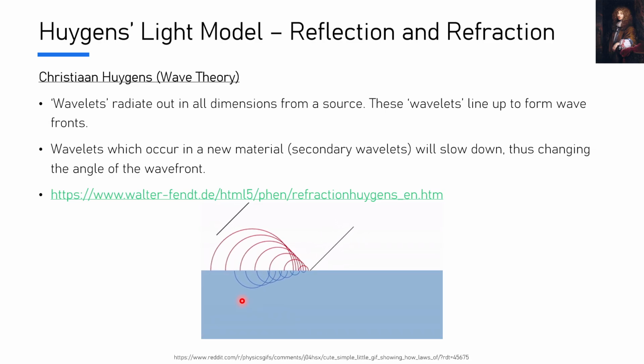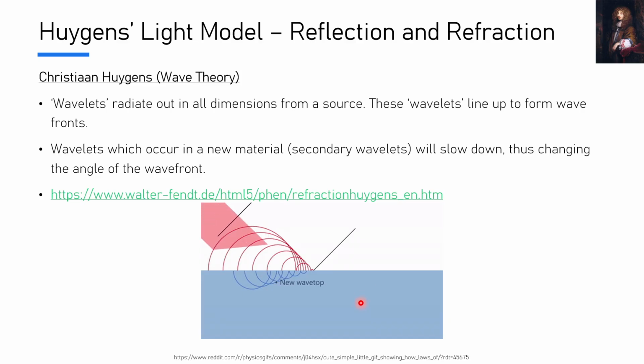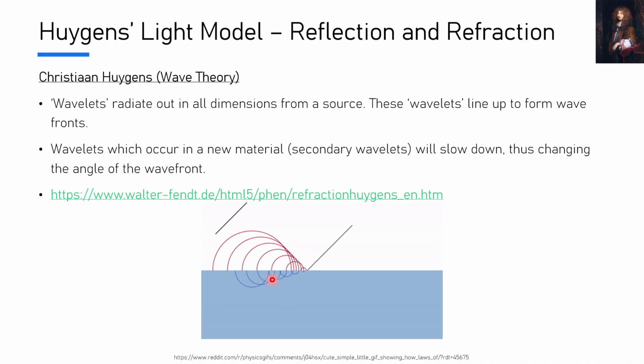And this is because refraction is occurring when we're going from a less dense to a denser medium. And when that's happening, what we're seeing is the wavelets start to move a little bit slower than the wavelets that are moving through the air. And thus, that's causing a different angle in the resulting wavefront.